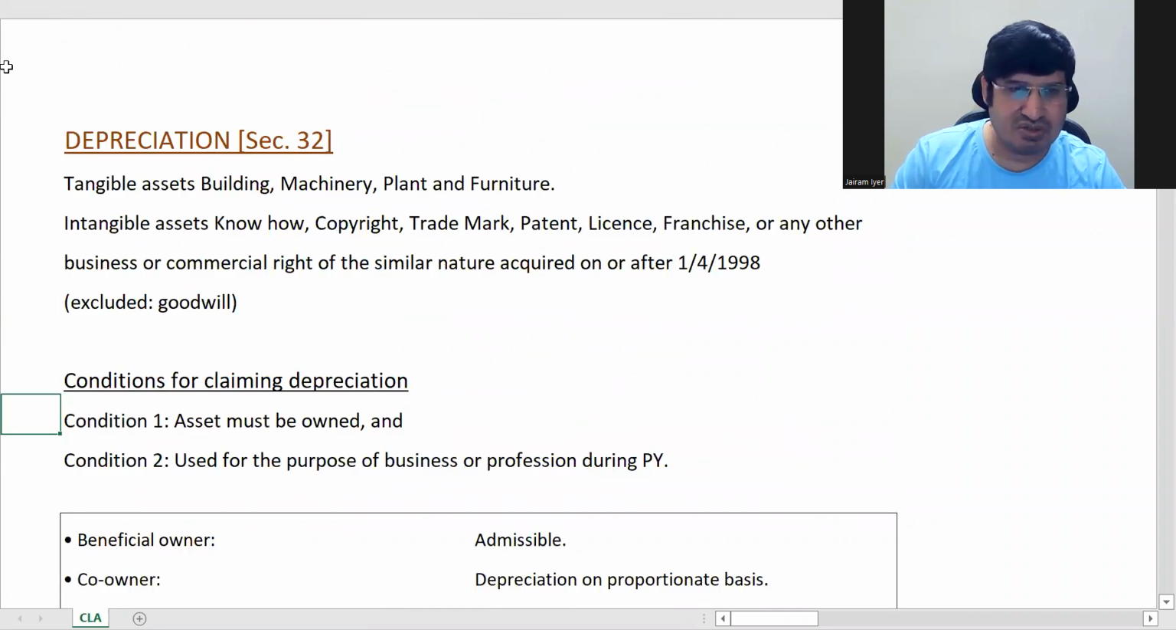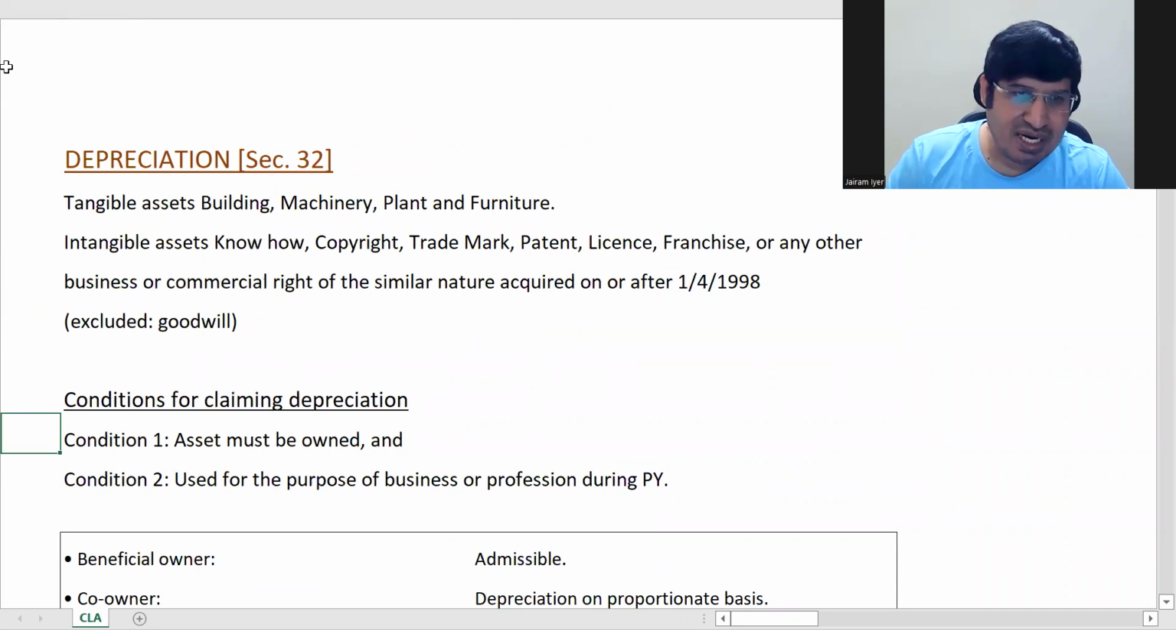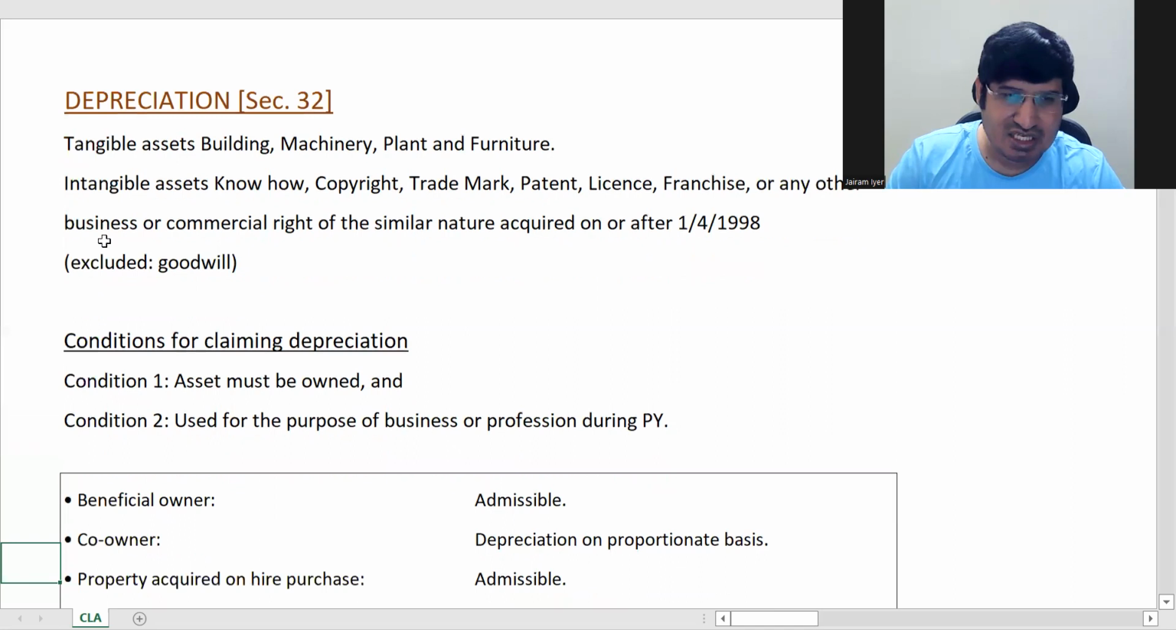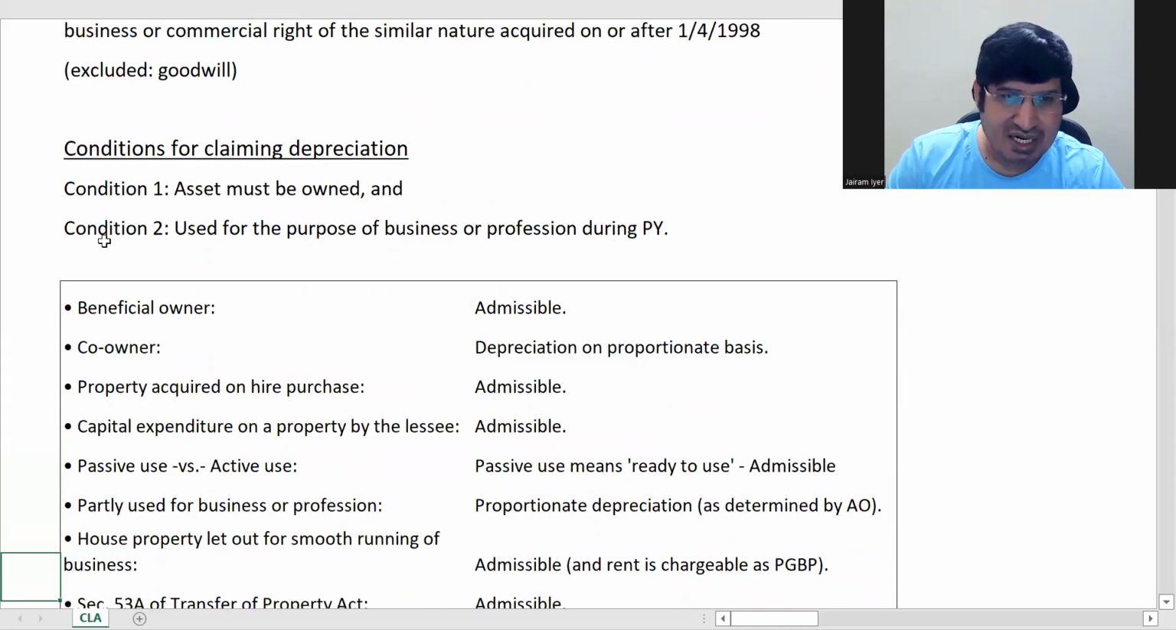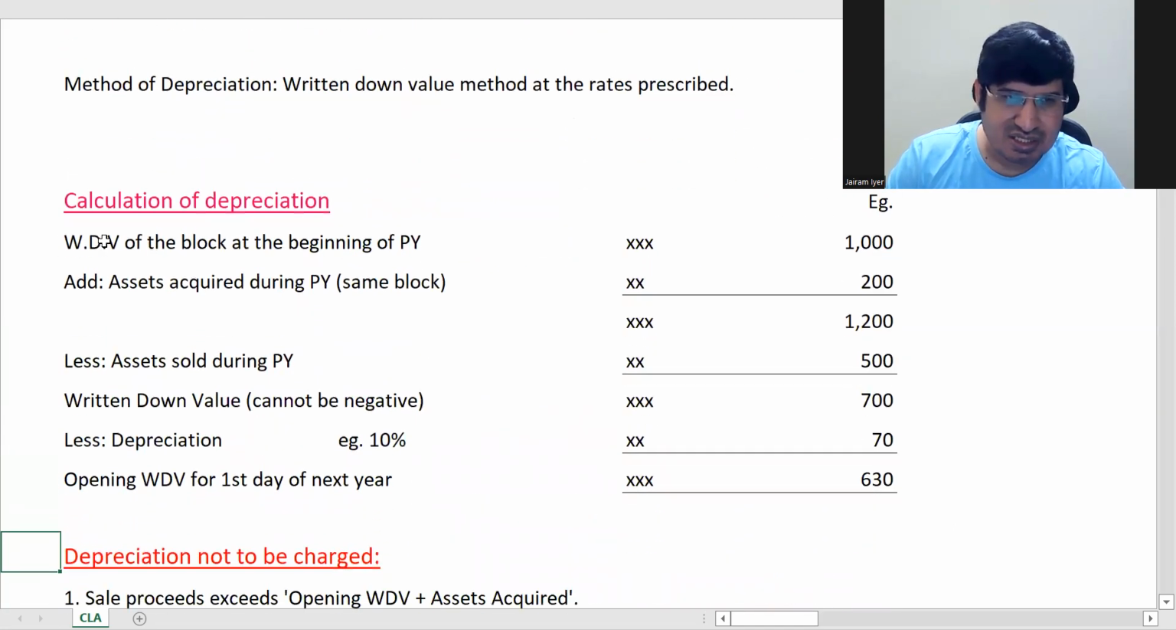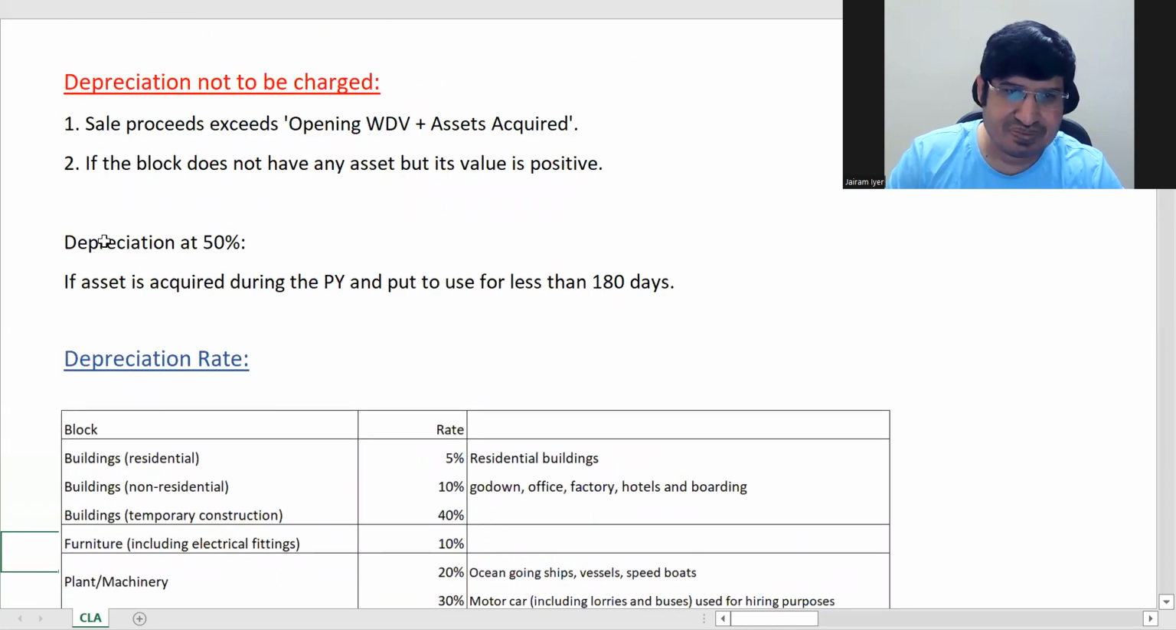So depreciation we already know. Basically you have 4 main blocks, and then you have a separate block for intangible assets. You've got 4 blocks for tangible assets and 1 for intangible assets. And in this we had seen some rates. If an asset is acquired and put to use for less than 180 days, the depreciation rate will be half, or 50%.